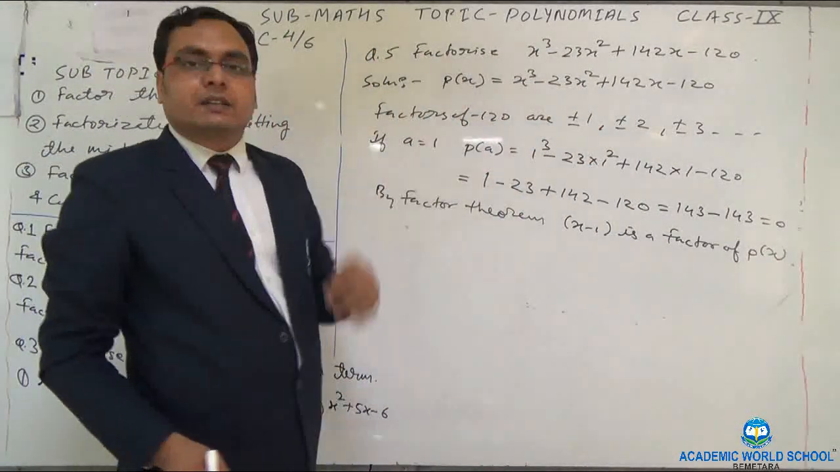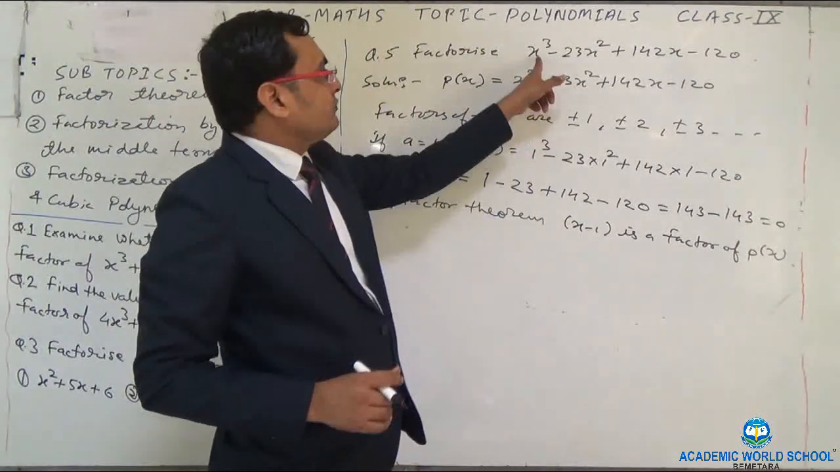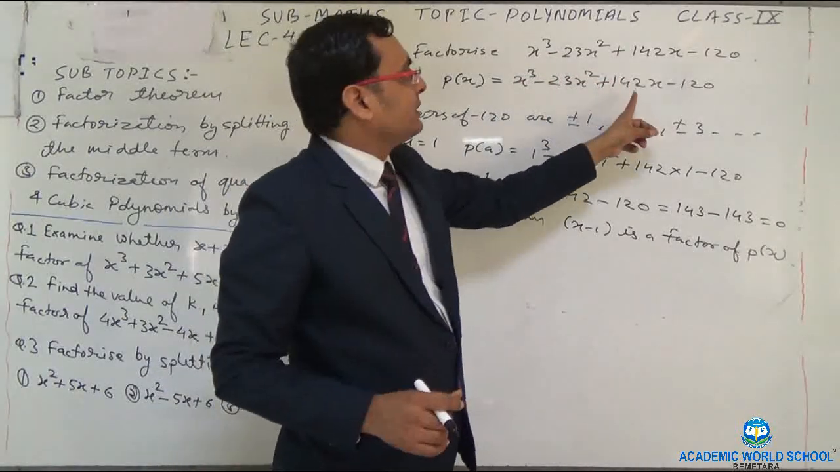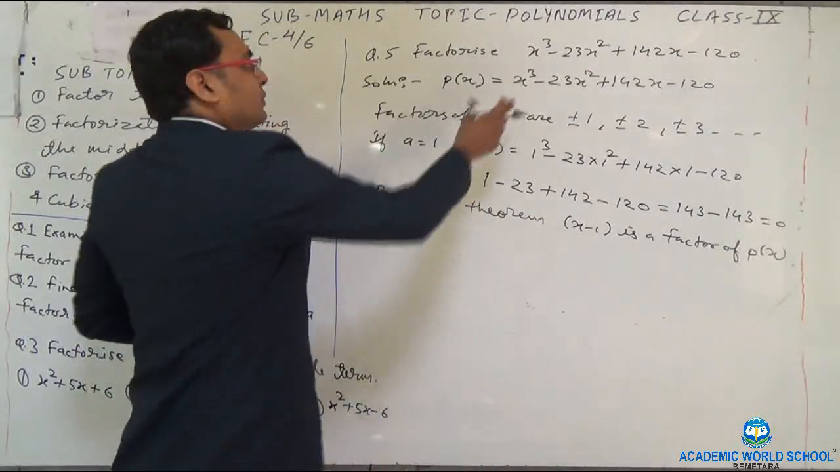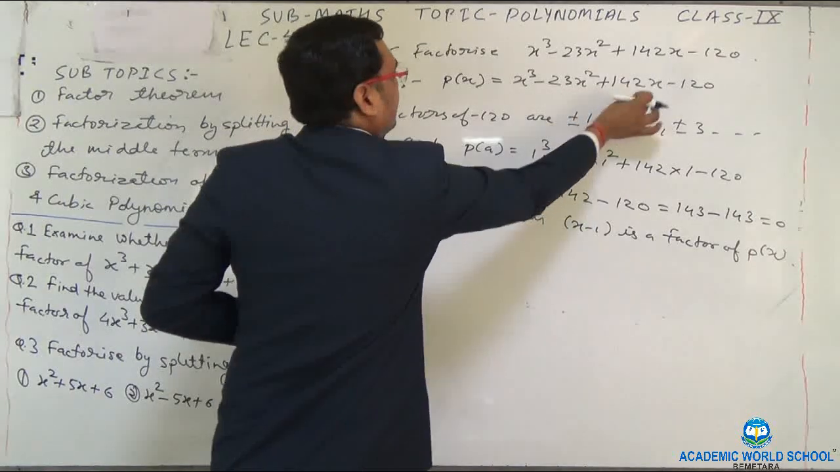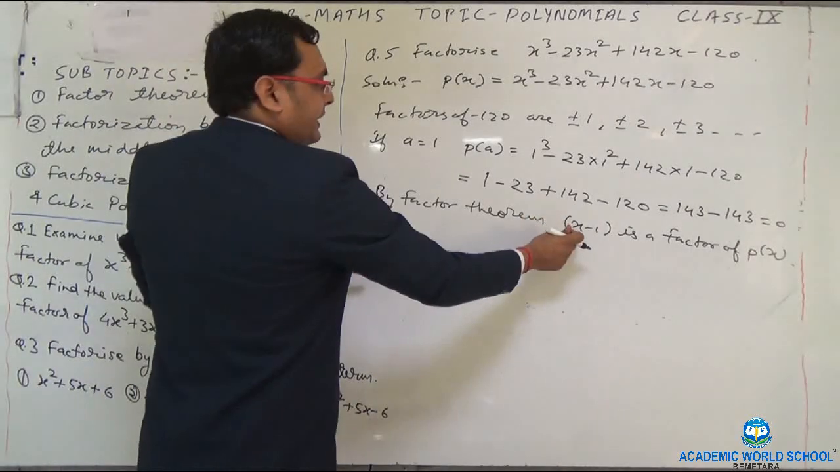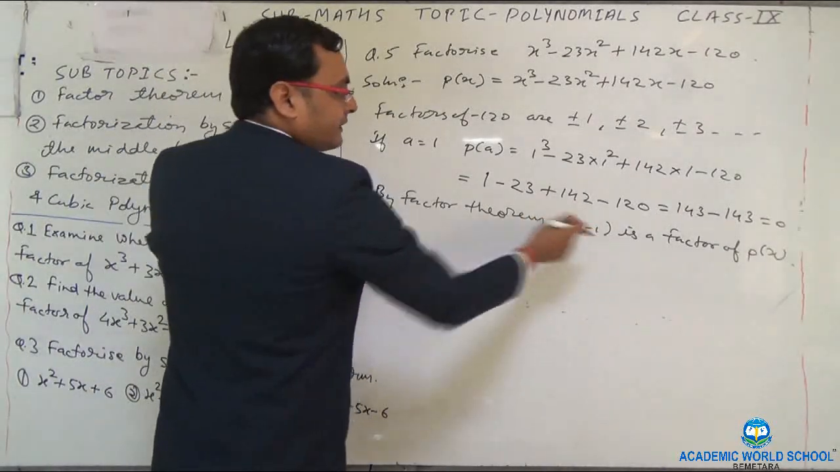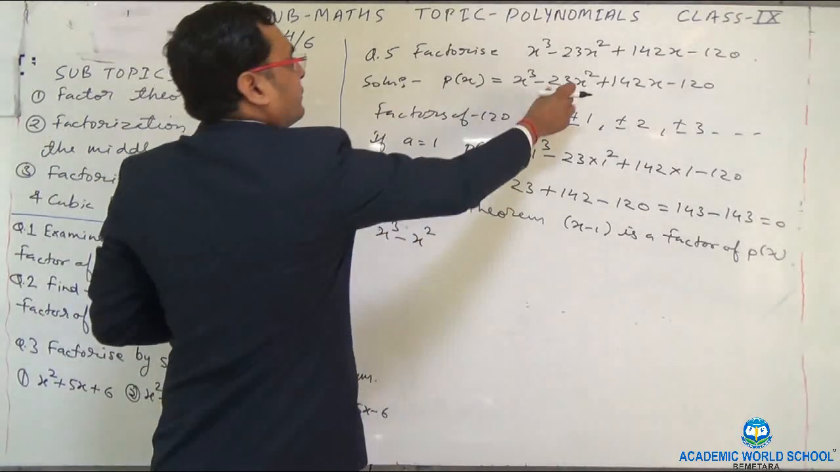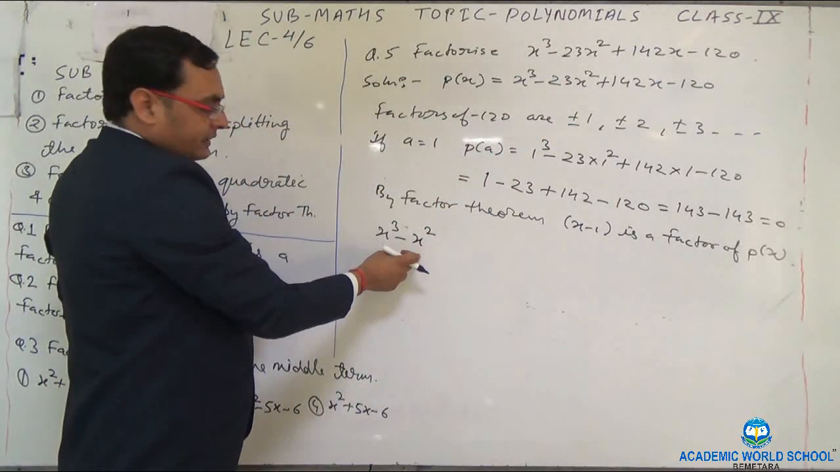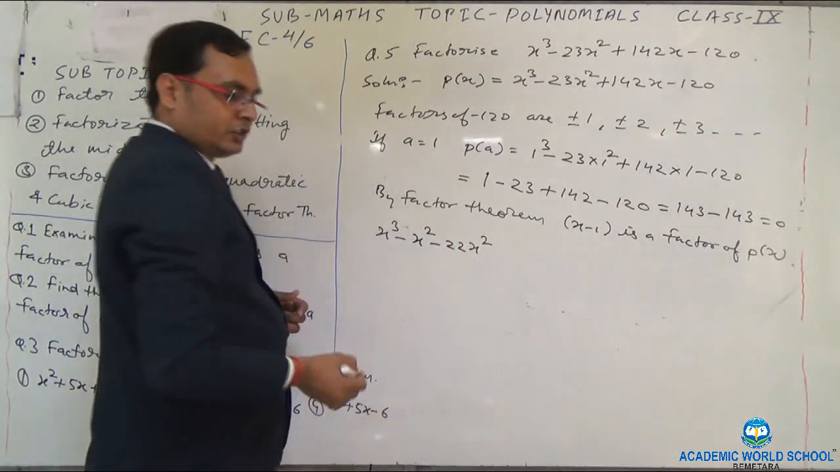Now we can find the other factors by splitting the middle term also. Look at here, one factor is x minus 1. This polynomial is x cube minus 23x square plus 142x minus 120. Obviously we will get one factor as x minus 1. So try to find this x minus 1 by splitting these terms. Look at here, from x cube we will get x, here we must get 1. To get 1 we should write here x square. So this is minus x square. So from minus 23x square, minus x square we have separated. So we are left with minus 22x square.